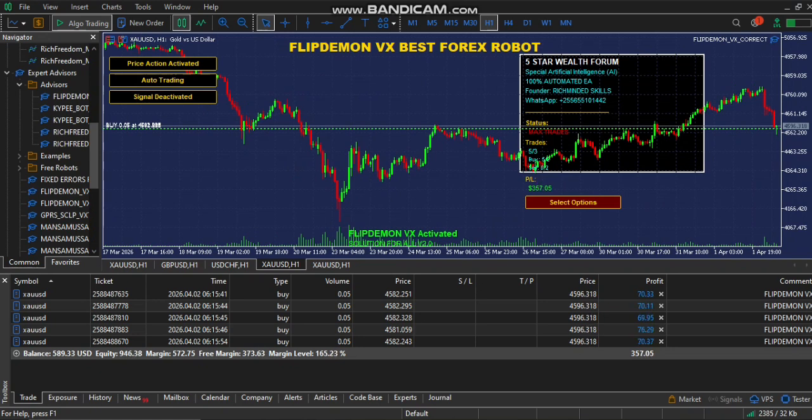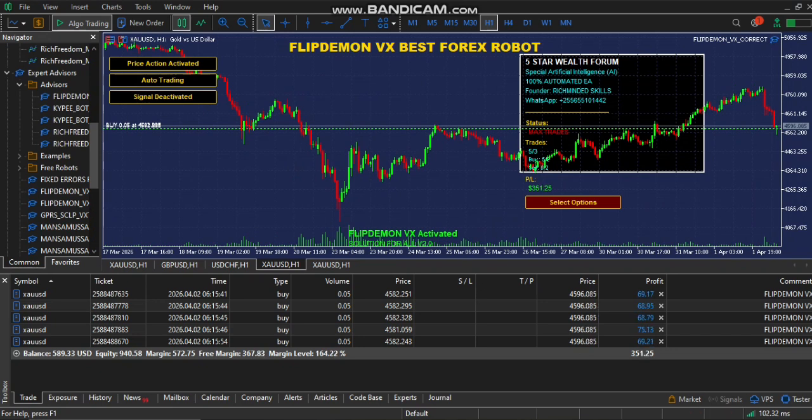Now, look at the probability reading, 60.6%. Some people see that and say, oh, that's not a high probability. But I want to teach you something important here. In trading, 60% probability with proper risk management is excellent. Professional traders don't need 90%. They need consistency and discipline.